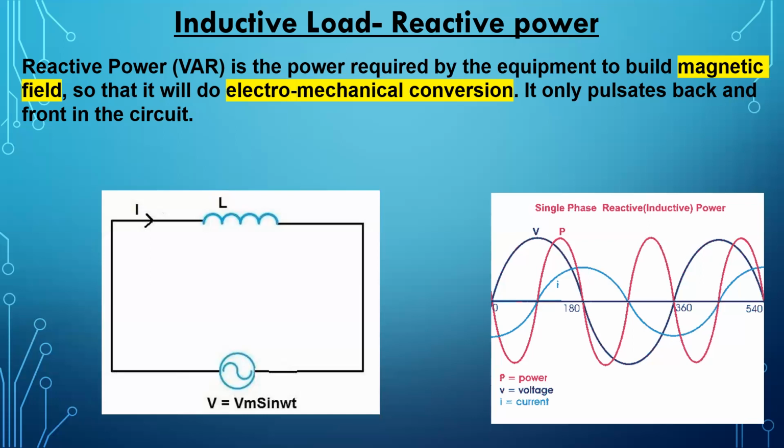That will be back and front. So this is the waveform which is showing. This is the voltage waveform. The dark line shows the voltage waveform. And this is blue, which shows the current waveform.